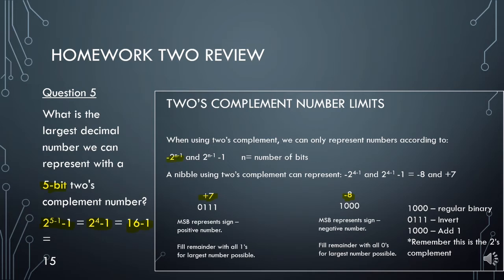Negative 2 to the power of n minus 1, that of course would be negative 2 to the power of 5 minus 1. Negative 2 to the power of 4 is negative 16. And so if you answered negative 16 to question 6, that was correct. The answer, unfortunately, I apologize, was a typo. So I went back and changed that, and all of your homework 2s have been regraded to reflect the correct answer to number 6.